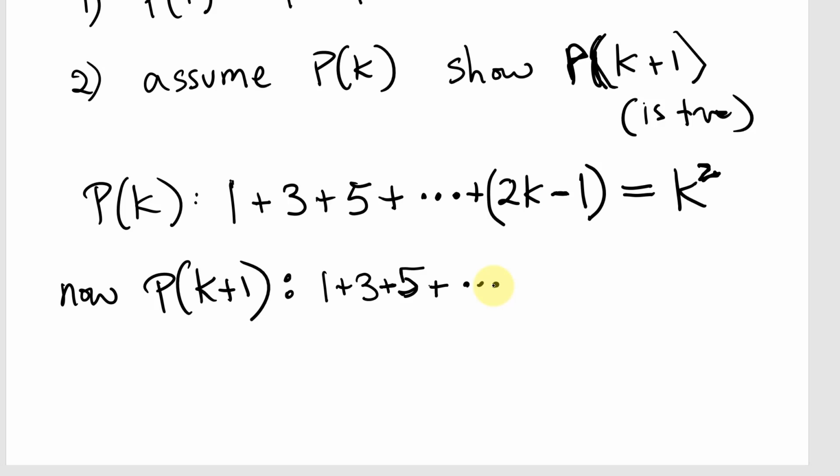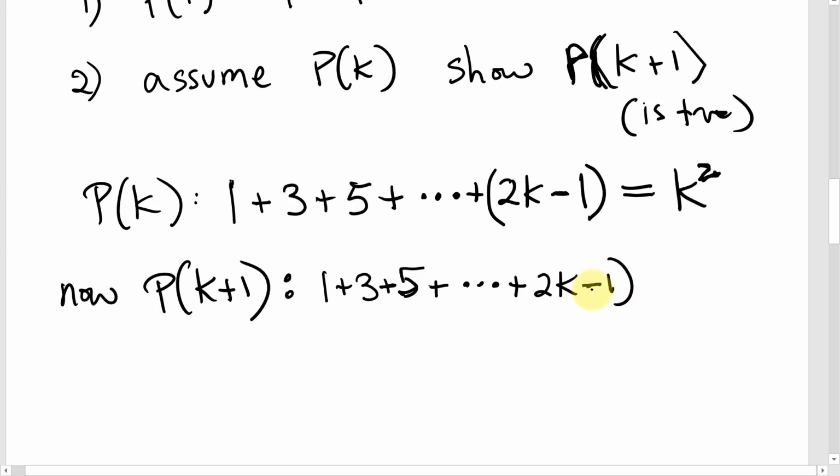So let's put plus 2k minus 1 plus 2k plus 1 minus 1, because that's what you get when you plug k plus 1 into this statement P. You have to put k plus 1 in where there's a k or where there's an n.